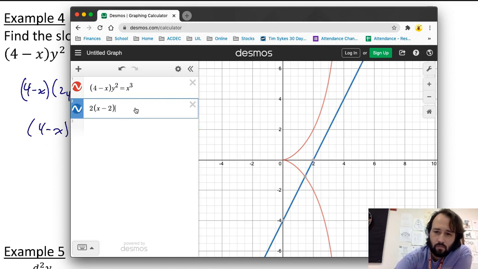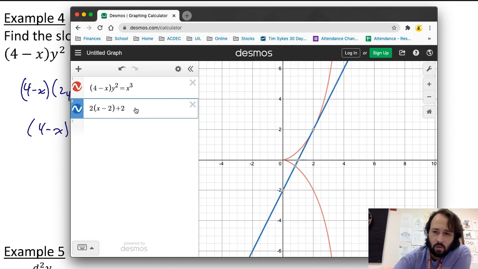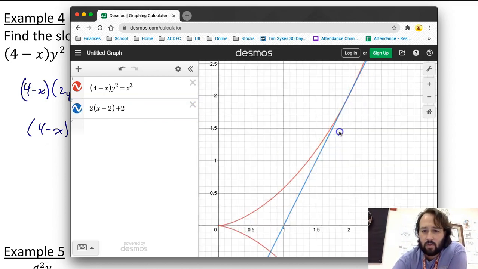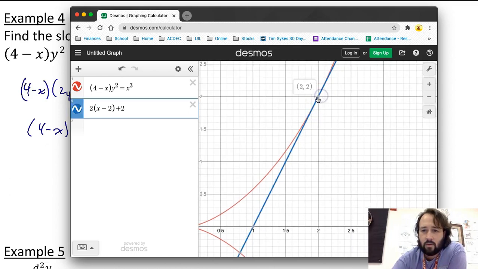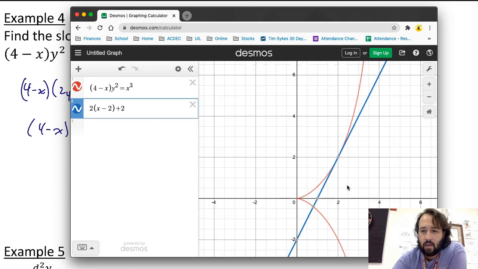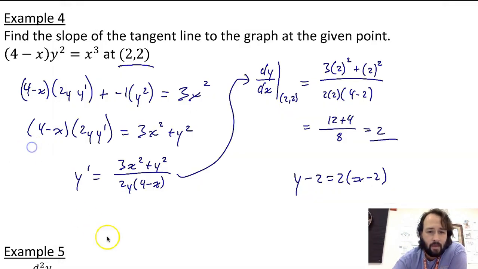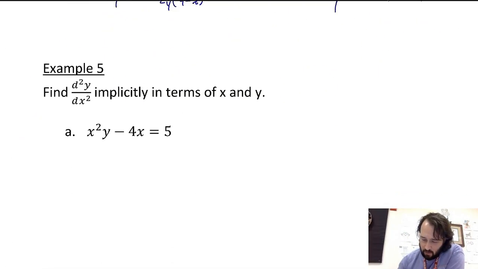Whoa. All right, cool. So we are intersecting 2, 2. That looks like a tangent line if I have ever seen one in my life. Only hitting it at one point, and it is hitting it at a 90-degree angle to my curve. I think that one's probably good there. All righty, let's keep going.